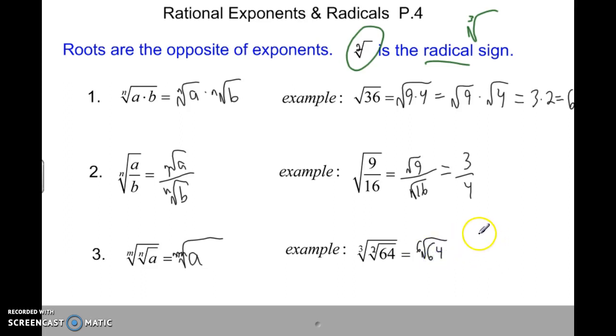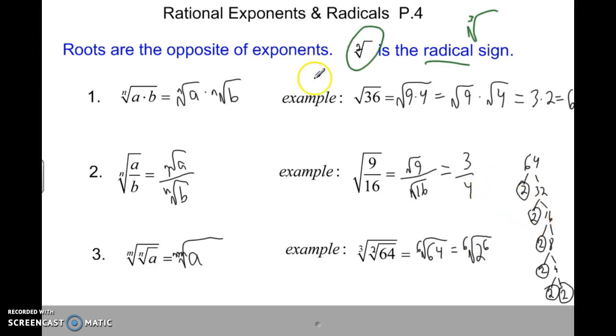Now you may say, I don't know what the 6th root of 64 is. That's okay. Off to the side, I'm going to do a factor tree of 64. So say 2 times what? 32, 2 times 16, 2 times 8, 2 times 4, and finally 2 times 2. So I have 1, 2, 3, 4, 5, 6 2's that make up 64. So I could write this as the 6th root of 2 to the 6th power.